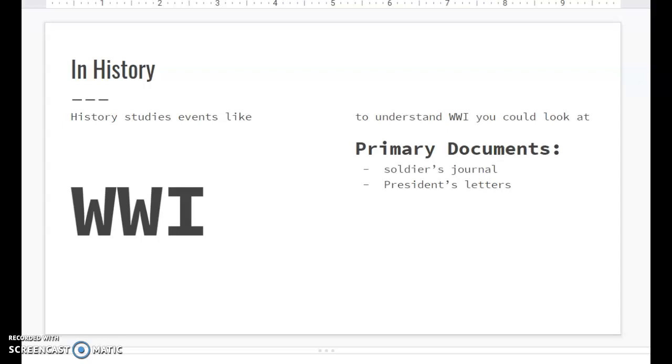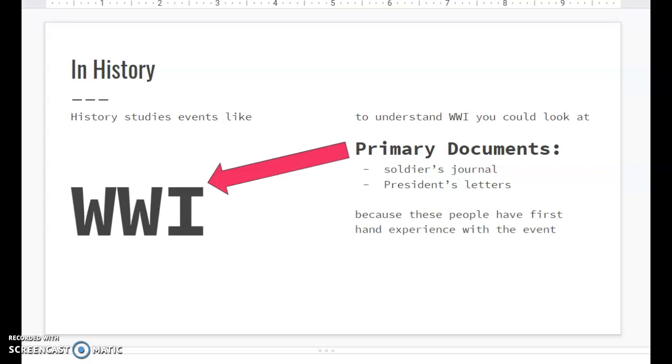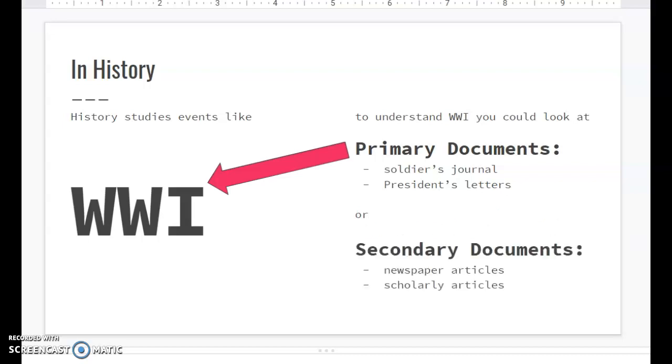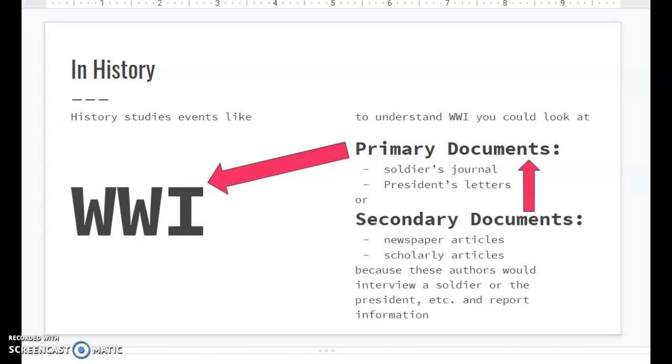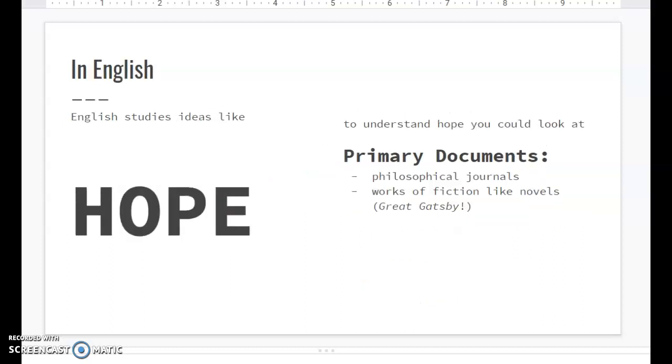So when you study an event, a primary source is something like a soldier's journal, a president's letter, somebody who has experienced that event firsthand. Then your secondary sources are things like newspaper articles, scholarly articles, reports about the soldier's experience, or interpretations of the president's letter. So they're called secondary sources because they rely on the primary sources to report out information to the general public. We use primary and secondary sources in English as well, but we don't study events.